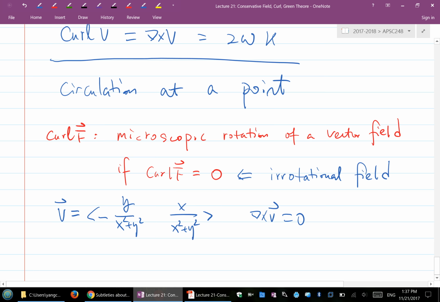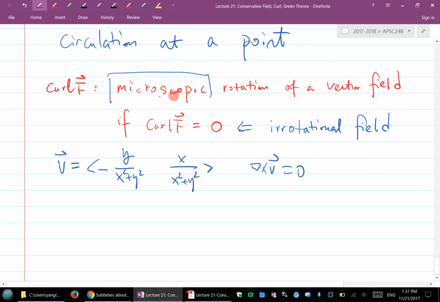So the keyword here is microscopic for the curl, but don't mix it with the macroscopic rotation or circulation. There is a connection between these two, though. At the end of the lecture, we will learn the so-called Stokes theorem, and that's going to connect this microscopic with this macroscopic circulation.